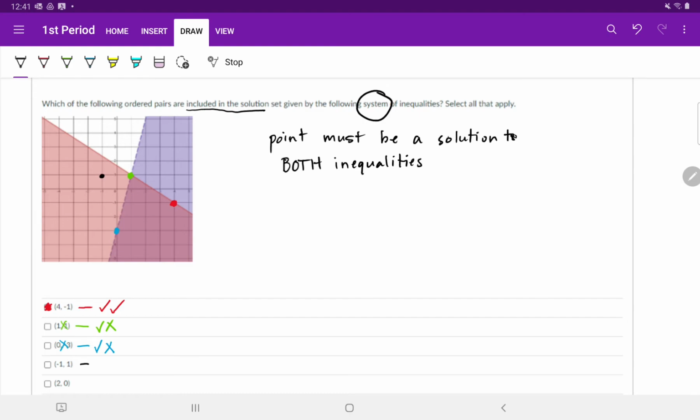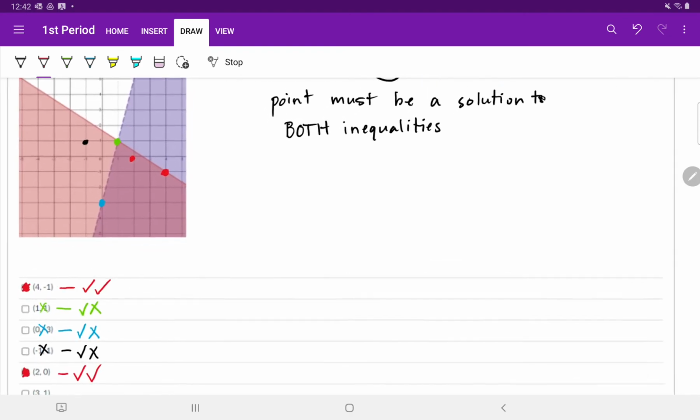That would be right here. This one is a solution to red, but it's definitely not a solution to purple. So this is not an answer. Then 2, 0. That would be 1, 2, 0. This point is inside the red shading, so it is a solution to red, and it's inside the purple shading, so it is a solution to purple. So this is a solution to both inequalities, which makes it a solution to the system.